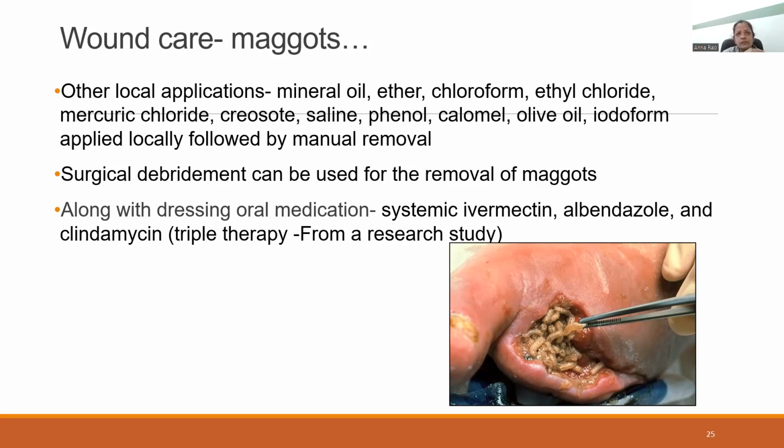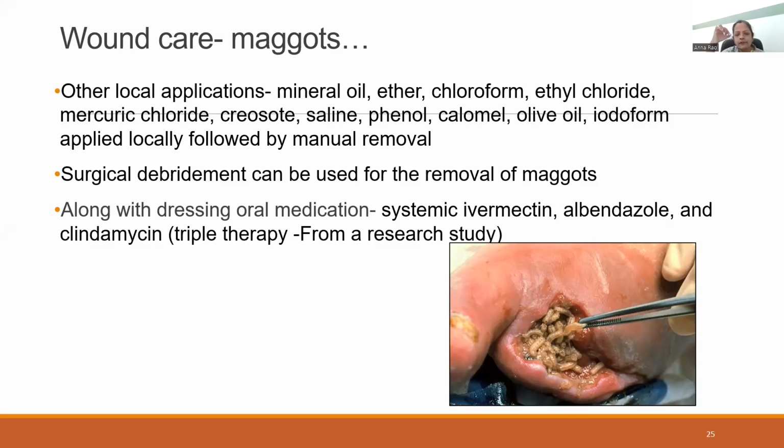How to remove maggots. Okay, that is also essential. So what to do? The dressing material you have to dip into the turpentine, right? And then keep it near the wound. Okay, keep it near the maggots where they are. So it will cut off the oxygen supply and the maggots will come out.